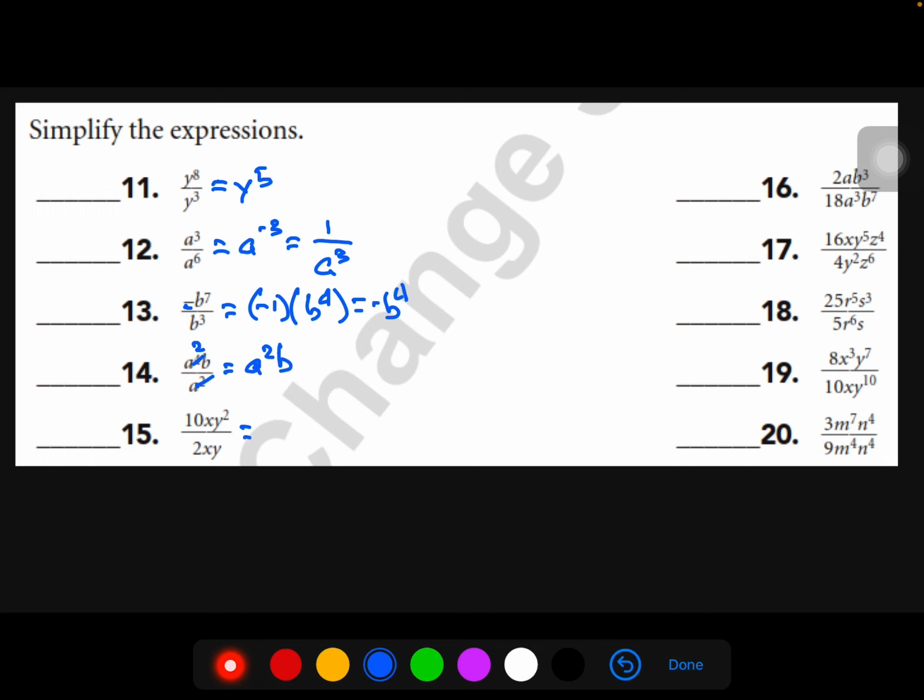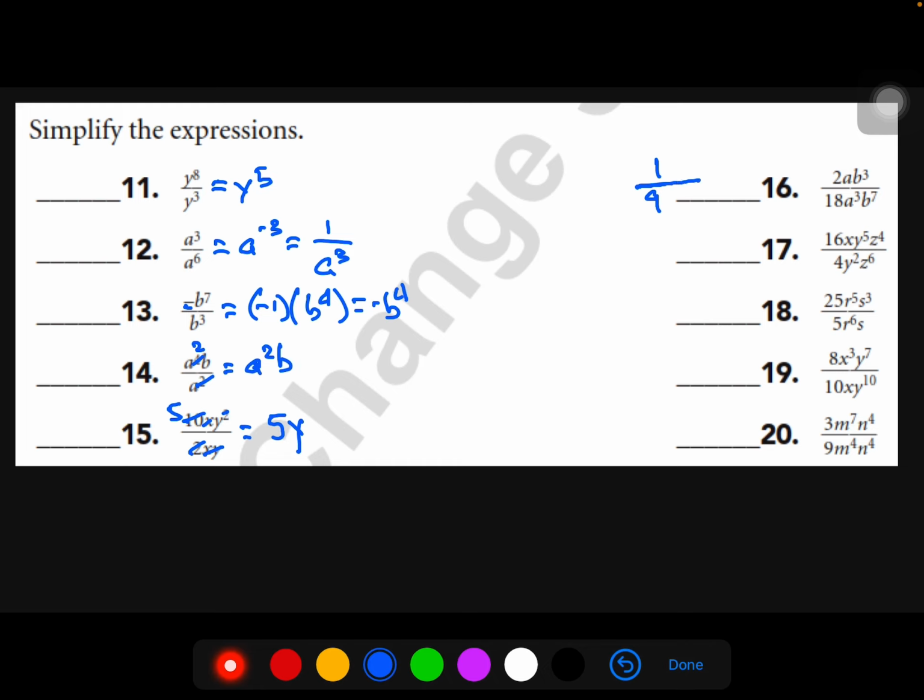Here we're going to divide 10 and 2. We get 5. And then we're going to get rid of xy, get rid of that squared. So we're going to get 5y. 10 divided by 2 is 5, x divided by x is 1, y squared divided by y is y. Next. We've got 2 and 18, they share the highest common factor of 2, so we get 1/9.